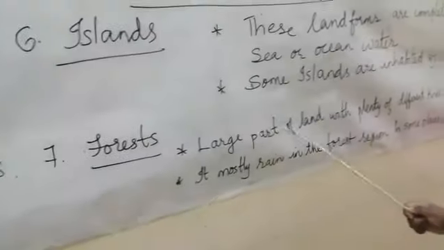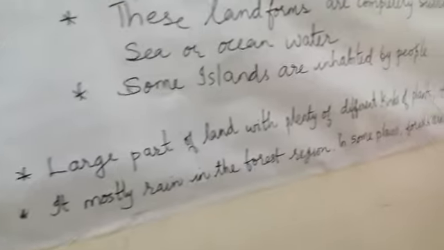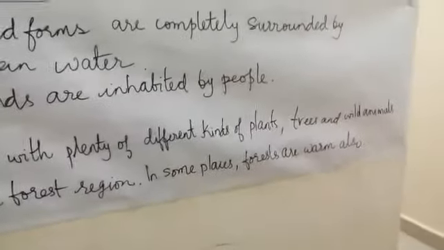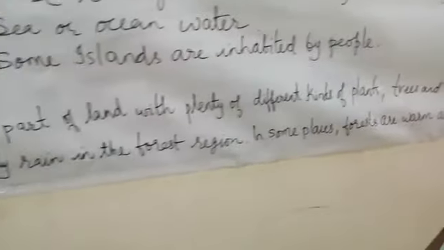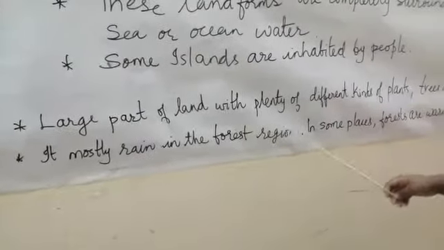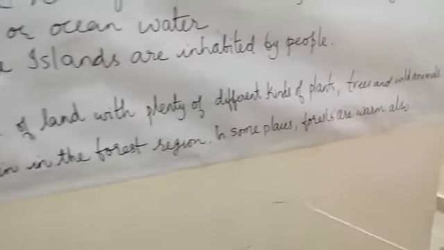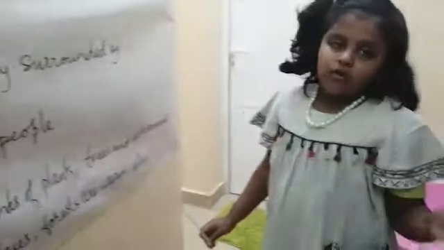Forests are a large part of land with plenty of different kinds of plants, trees and wild animals. It mostly rains in the forest regions. In some places, forests are also warm.